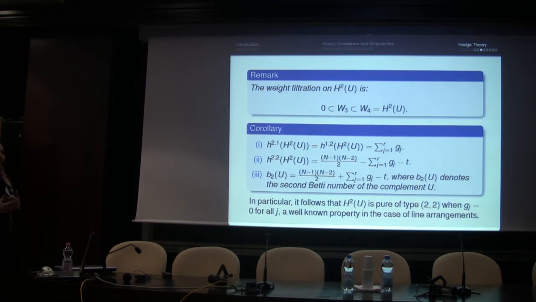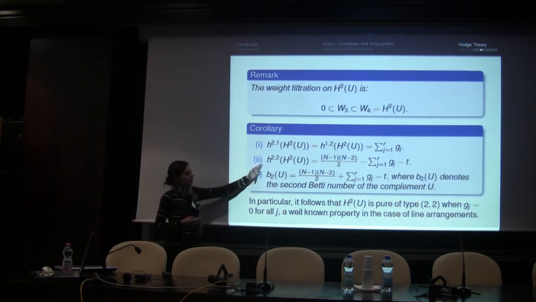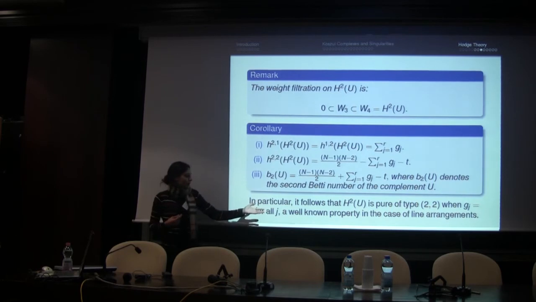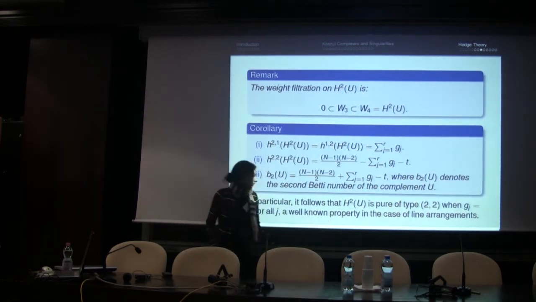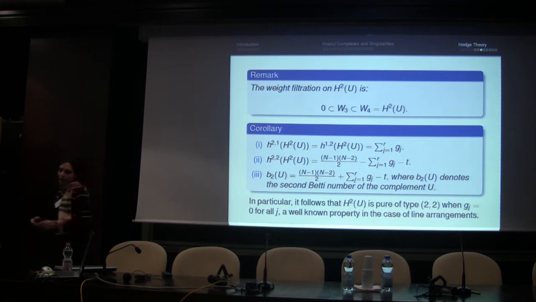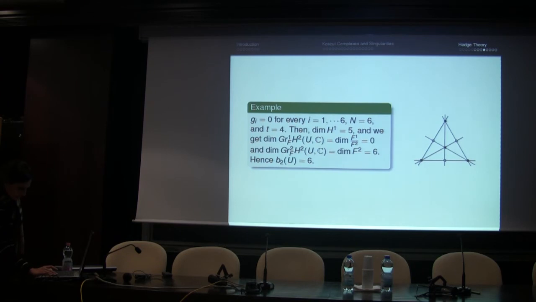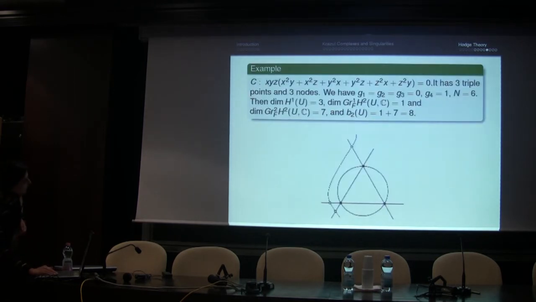So in particular, if you have a rational curve, the gj are all zero, so the only non-zero Hodge number will be h22, and it proves that we have a pure Hodge structure on H2, which is already a well-known property in the case of line arrangements. So for example, if we take this line arrangement, we know that the gj are all zeros, so we have only one Hodge number h22, and it's equal to 6, and the Betti number is also equal to 6.